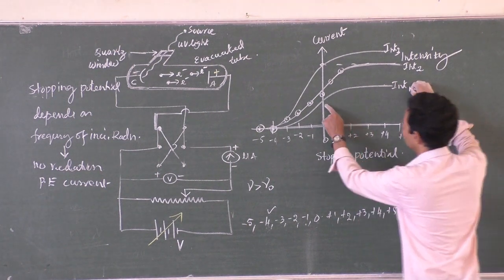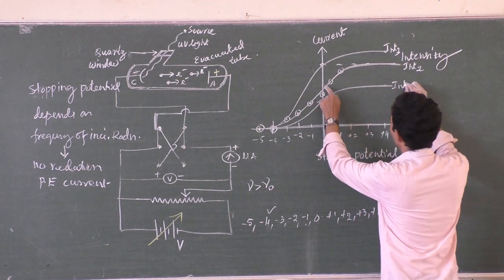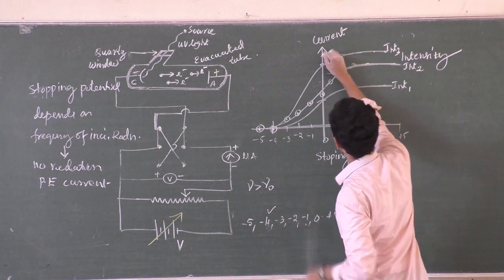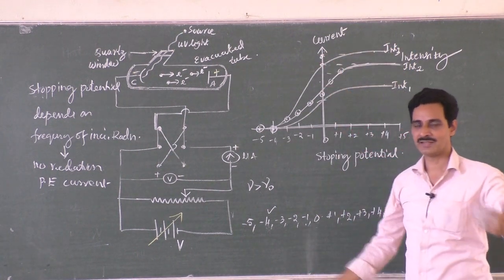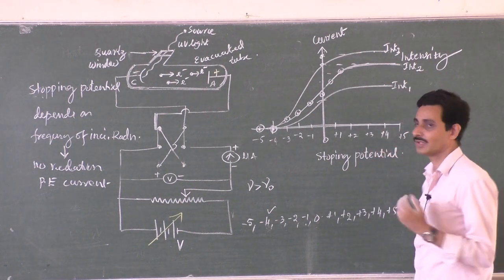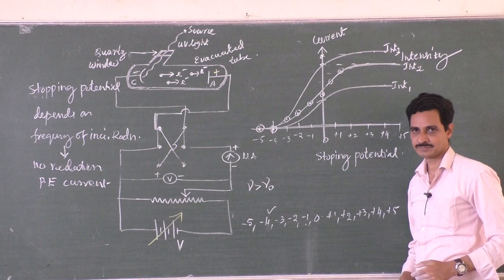Less intensity will land up with less current, more intensity will land up with more current, and much more intensity will land up with much more current. That's all. So a graph of intensity versus photoelectric current will be like this.